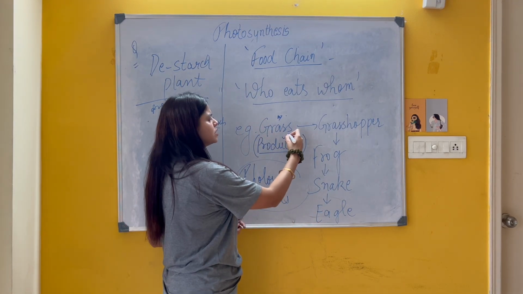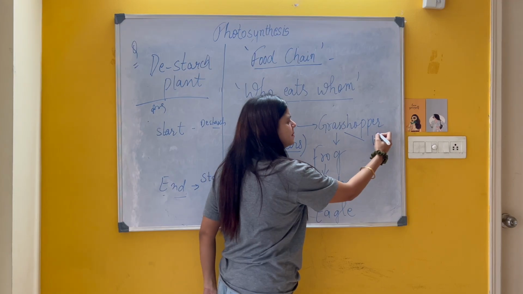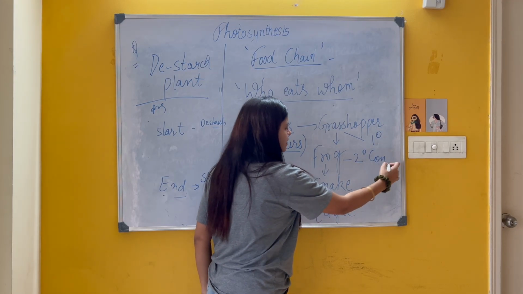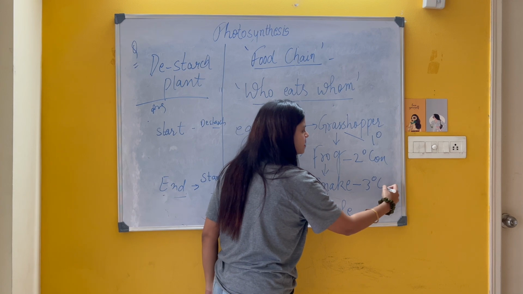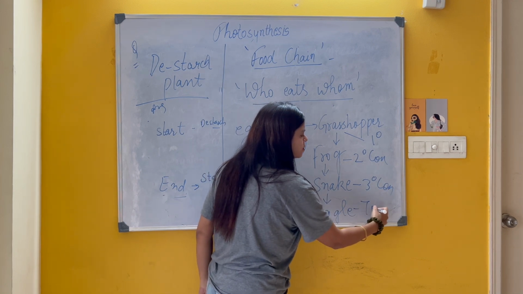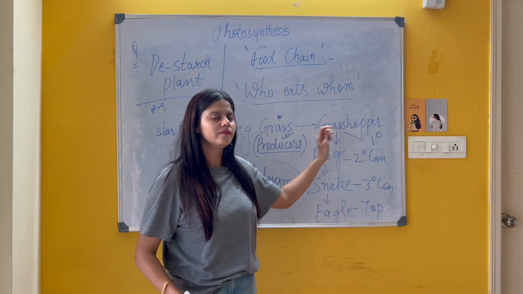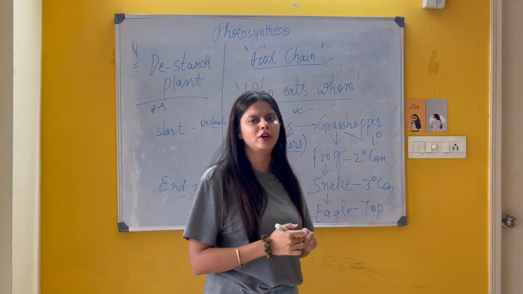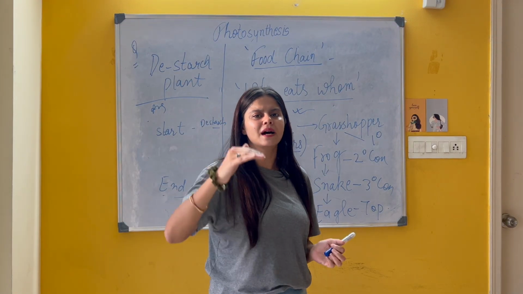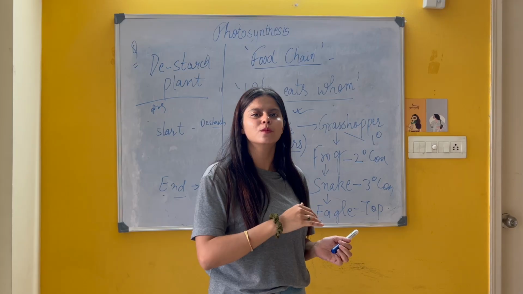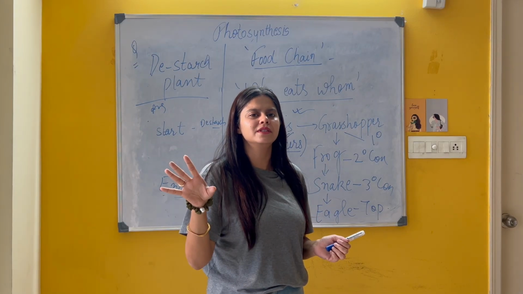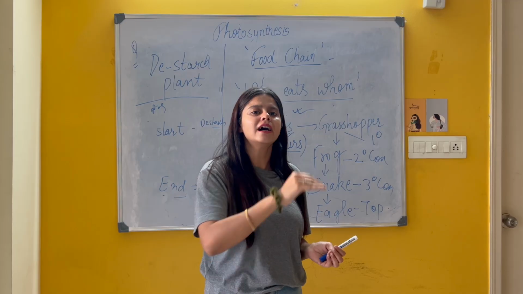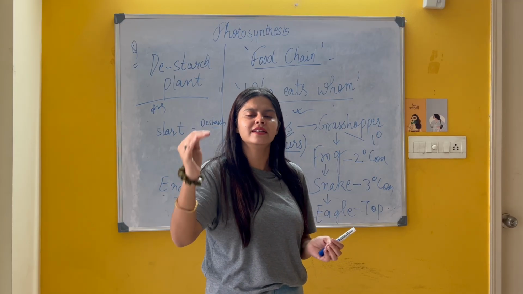So this is producer, primary consumer, secondary consumer, tertiary consumer and the top consumer. They can ask you to arrange them in logical sequence in your board paper. There are multiple examples given for food chain in your textbook. Just go through all the examples once. The question which can come from these examples of food chain is to arrange them in logical sequence in section A of your paper.